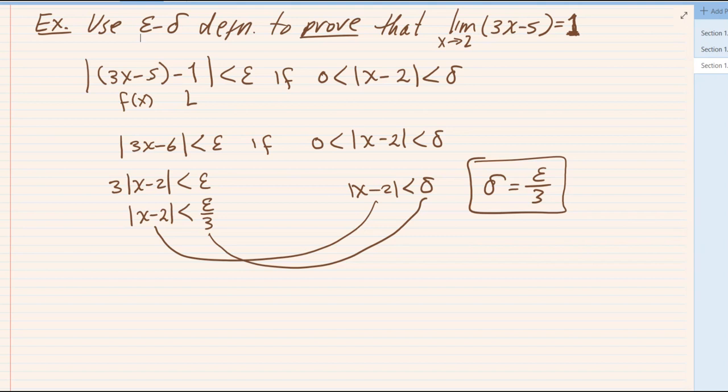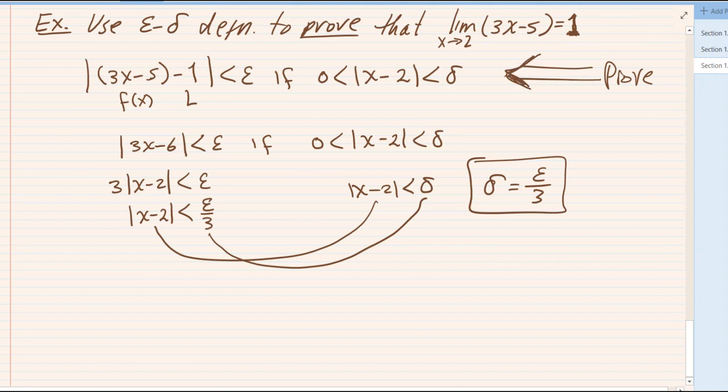Now, this completes what we call the discovery portion of our work. We discovered delta. Now, in order to prove that the statement up here holds, what are we going to do here? I just want to give you a moment to think, how am I going to do this?